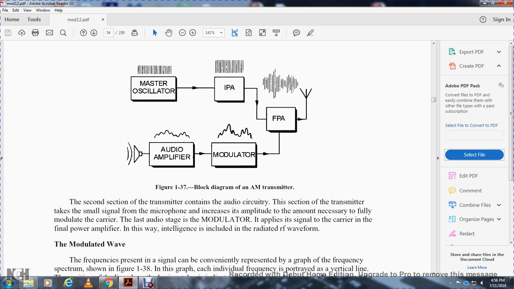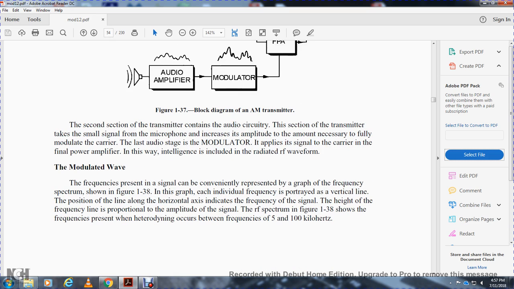This section of the transmitter takes a small signal from a microphone and increases the amplitude to the amount necessary to fully modulate the carrier. The last audio stage, the modulator, applies its signal to the carrier in the final power amplifier. In this way, intelligence is included with the radiated radio frequency waveform, the modulated wave.